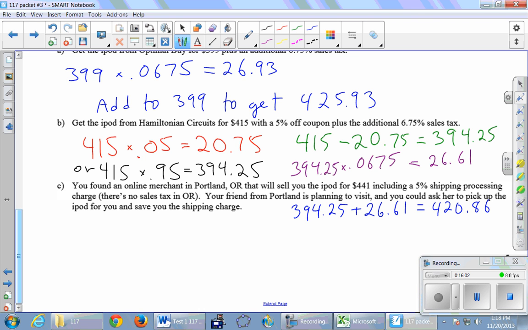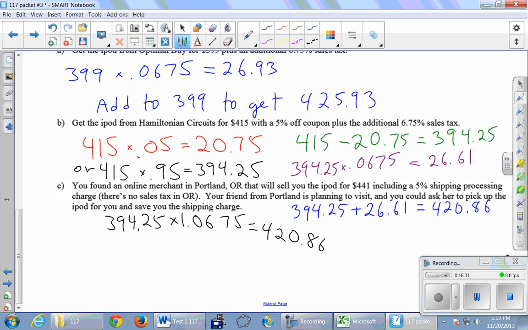So I'll continue over here in black. If I take my discounted 394.25 and then I add in the 6.75%, I'm just going to multiply by 1.0675. And again, I'm a human calculator, so I'll do this in my head. 420.86. So I'm not saying you got to go with the real quick process here, but I am saying there's a quicker thing than what might be natural to do.